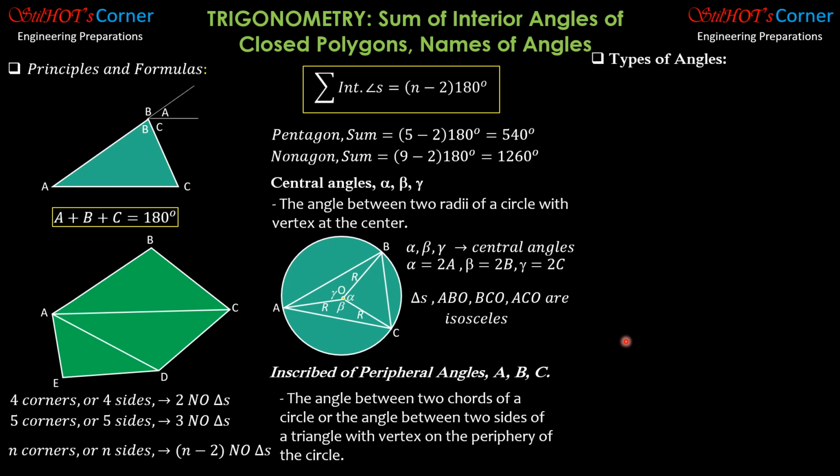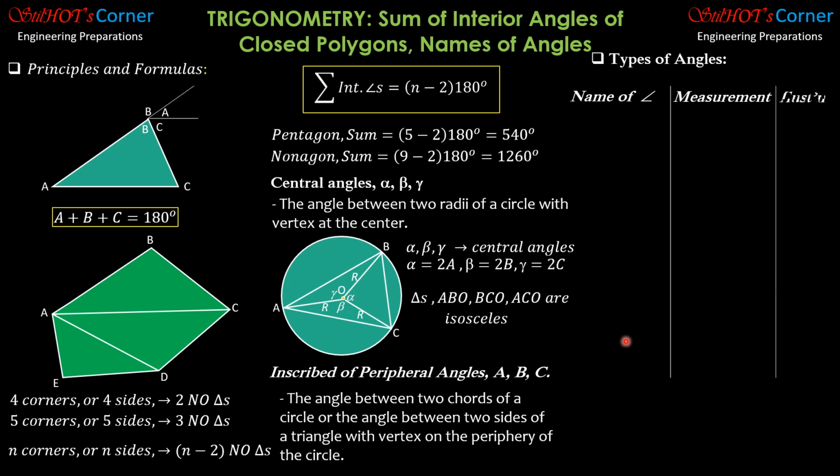Now let's have types of angles. Let's have the name, the measurement, and the illustration. The first one is the null angle. The measurement is 0 degrees, theta is 0 degrees. For the illustration, we have the initial side, which is that dashed line, ray or line segment, and the solid line is the terminal side. So that's why we have 0 degrees.